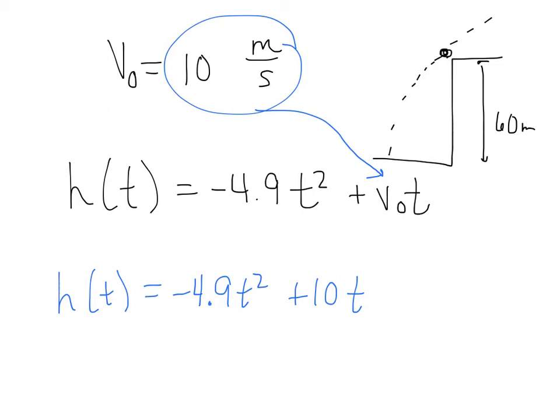What's the goal? The goal is to find out when this projectile reaches 60 meters. So when it's at 60 meters, what's the height? The height is 60. Think about it. Here's the projectile. Make believe this is the ground. It gets launched from the ground. Right now it's at 0. 10, 20, 30, 40, 50, 60, maybe up here. So you're trying to figure out how much time it takes to reach 60 meters in height. So set height equal to 60 meters.